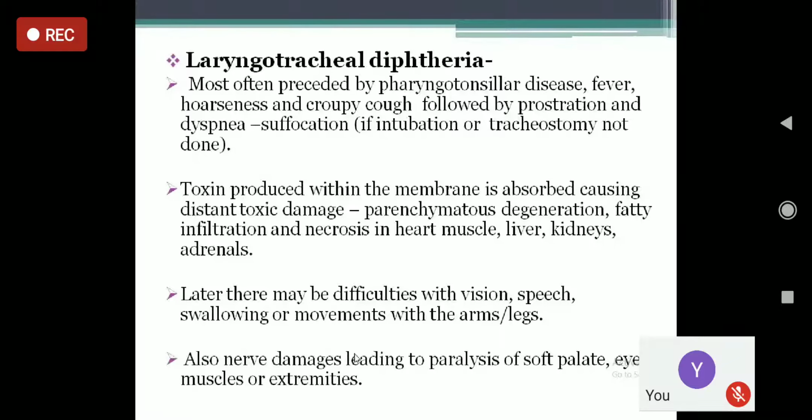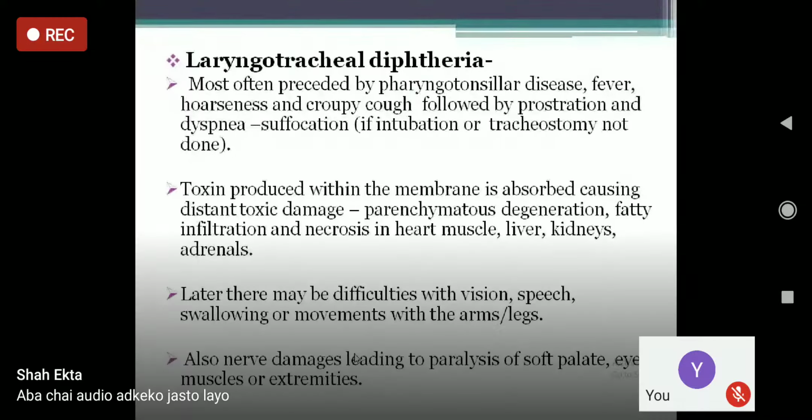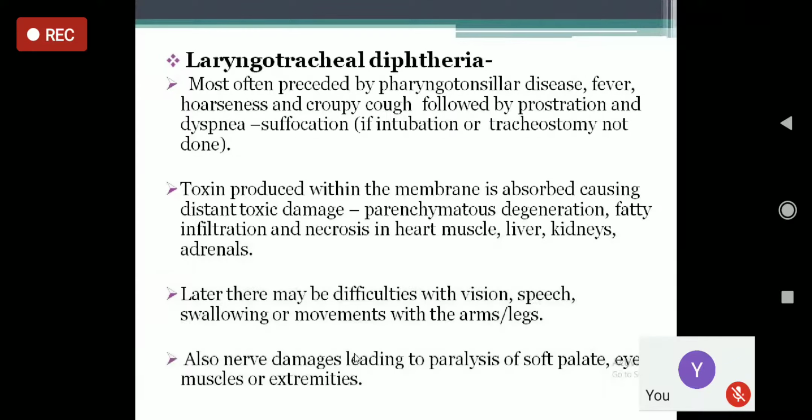And the child will have a croupy cough. The cough is known as croupy. It is a very harsh, high-pitched cough, followed by prostration and dyspnea. So what happens? The child will develop this croupy cough, a very strong cough, and the child will start coughing out forcefully. After coughing, what will happen? The child will feel extremely weak, with prostration and fatigue.